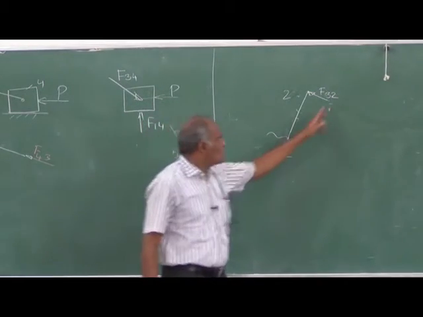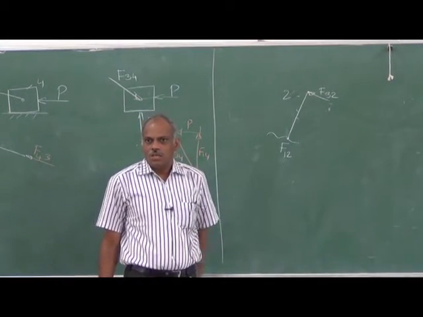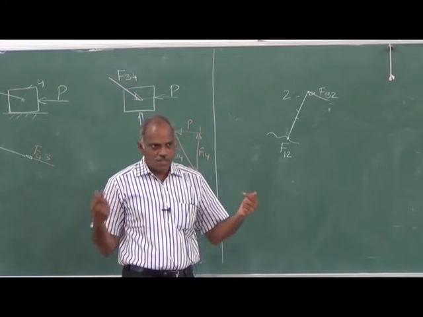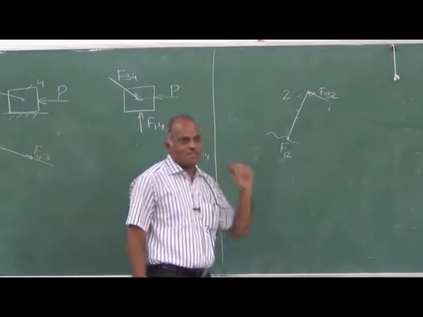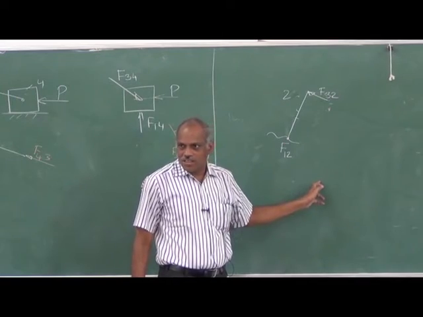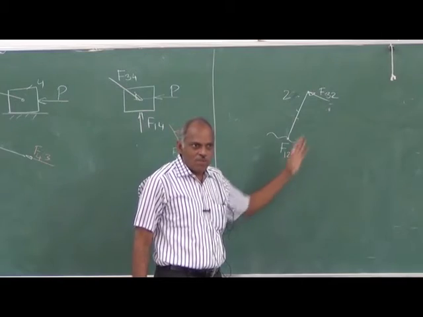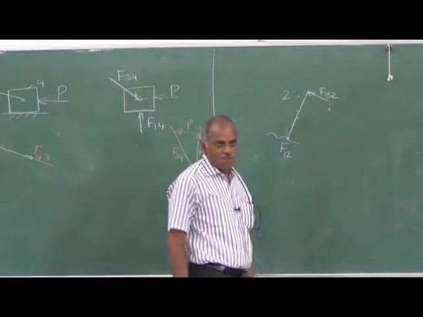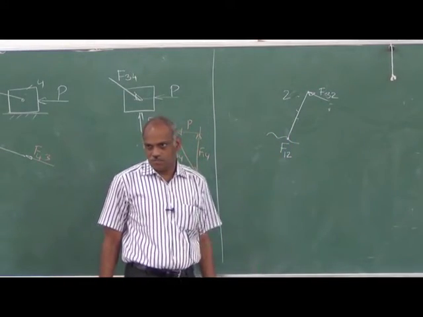But how can these two be in equilibrium? If there are only two forces, according to the law of equilibrium, they have to be collinear. But in this case, they cannot be collinear. The physical configuration is such that it cannot be collinear. So how do we bring equilibrium for this particular thing? This can be brought into equilibrium only if a force and a torque exist.